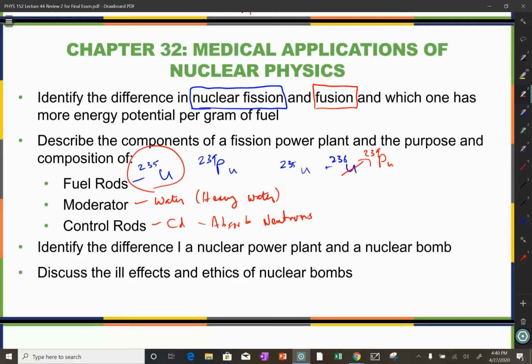So fusion power plants, that's all the research. There's a huge amount of research that goes into trying to figure out how we can make a fusion power plant. Now, what's the difference between a bomb and a power plant? A bomb is not controlled. A power plant is controlled. So it's a lot harder to make a power plant than it is a bomb because you don't have to control the bomb.